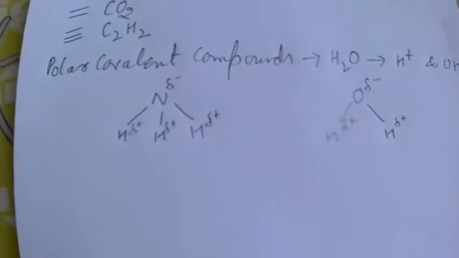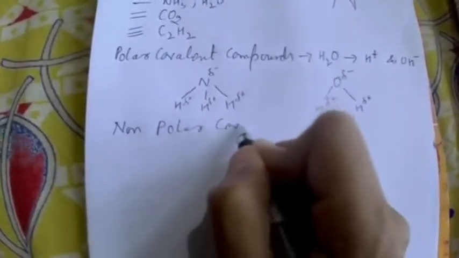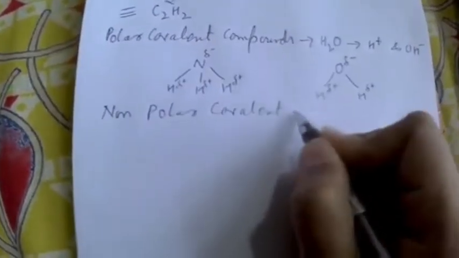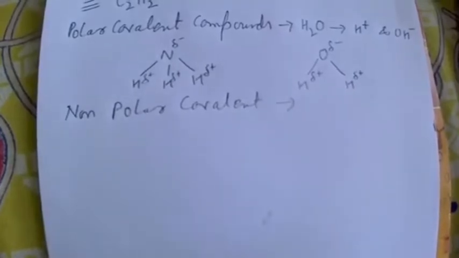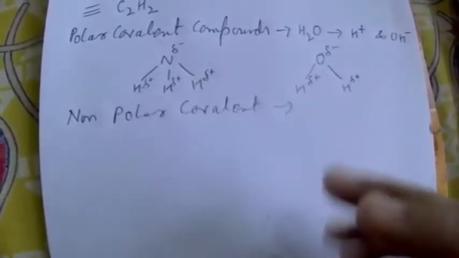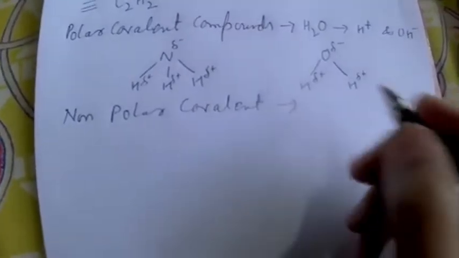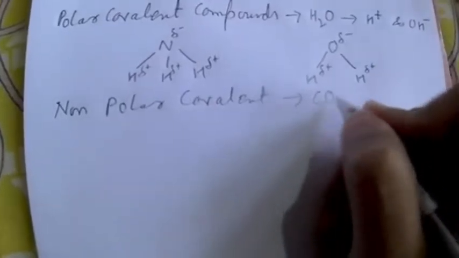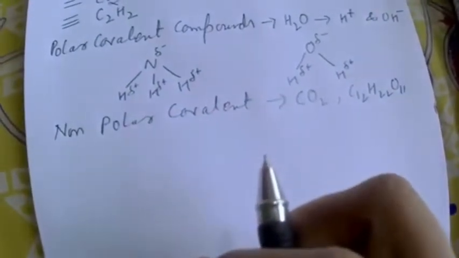Okay, now we are moving to the non-polar covalent compounds. These are the ones which do not conduct electricity, which cannot be ionized or broken into positive and negative. For example, CO2, C12H22O11. Also, there are some dipole molecules.